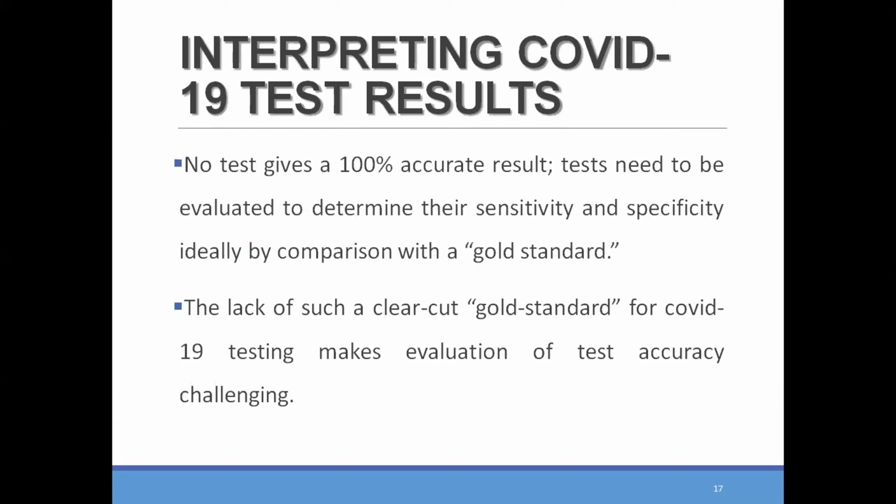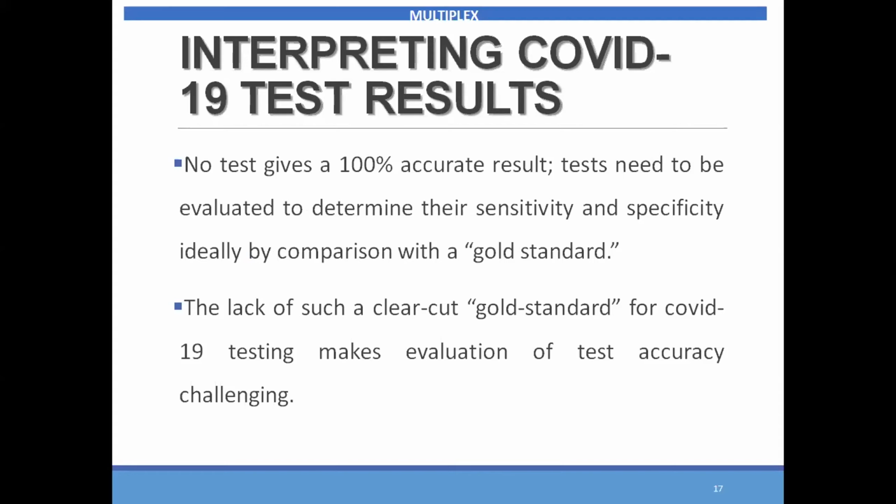Now, how are we going to interpret these COVID-19 test results? One thing we need to remember is that no test gives 100% accurate results, and this is a novel test. Like the virus, this is a novel test. So there are no gold standard techniques yet, or none of the techniques have been validated or suggested as the gold standard test to determine COVID-19.